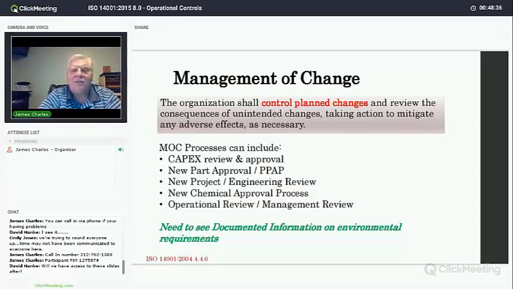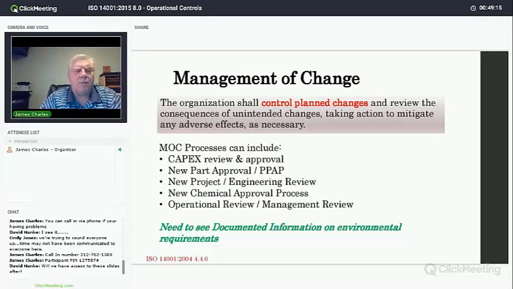Now, I've had a couple of lively discussions on what an unintended change is, and I'm open to any debate or comments on what that could be. Obviously, a controlled change is something where we make a change, we plan it, we think about it, we control it. Unintended changes, I guess, would be a change or absence that happens outside the planning process. But at the end of the day, the point is being able to mitigate any adverse effects as necessary.